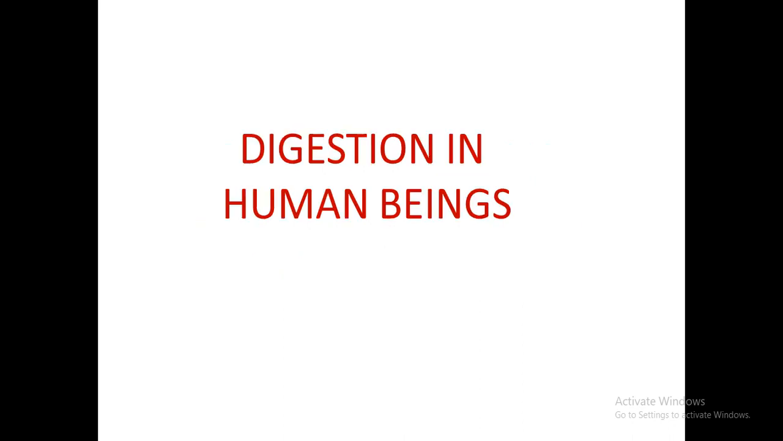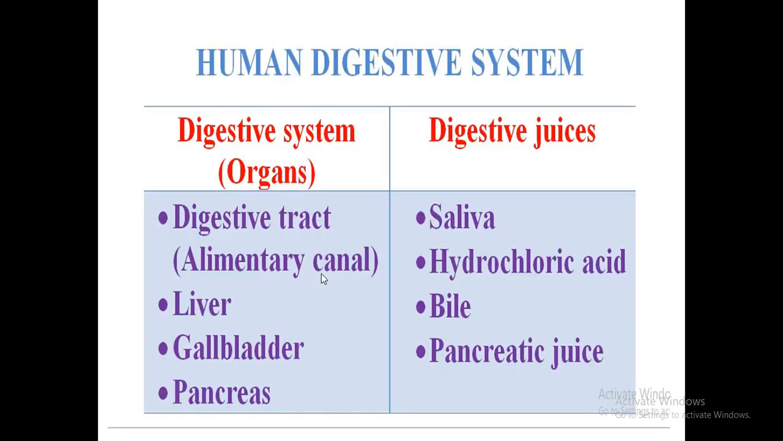In the previous class we saw about the nutrition in amoeba as well as the nutrition in human beings. We started with the ingestion of food. Today we will see about the digestion in human beings. As I told you earlier, the human digestive system is a very complete one. It has many organs and there are many digestive juices also which take part in the process of digestion.